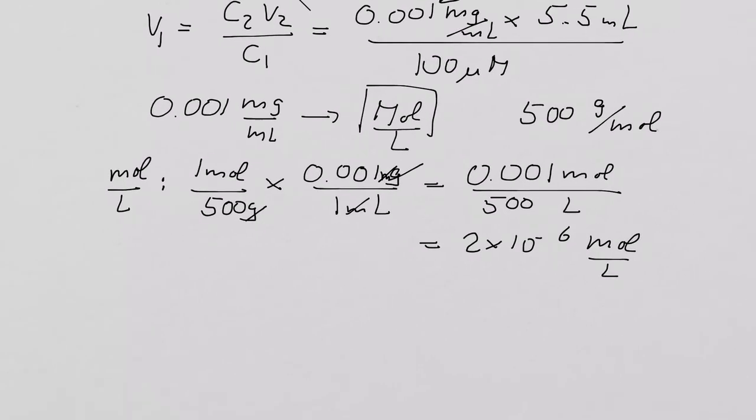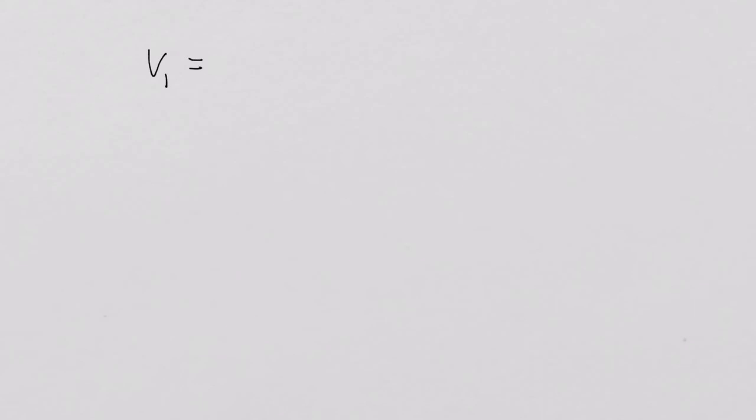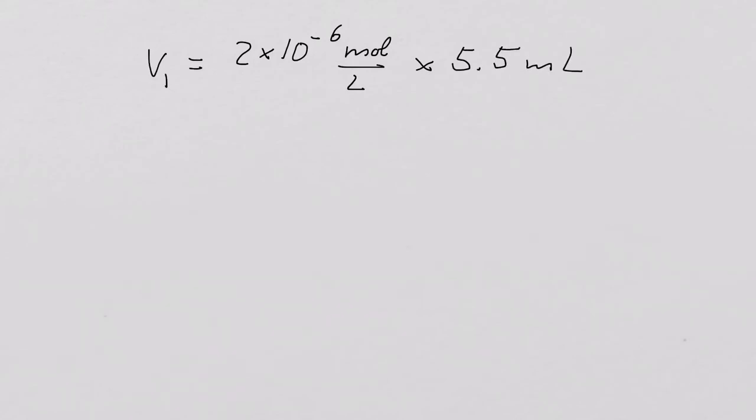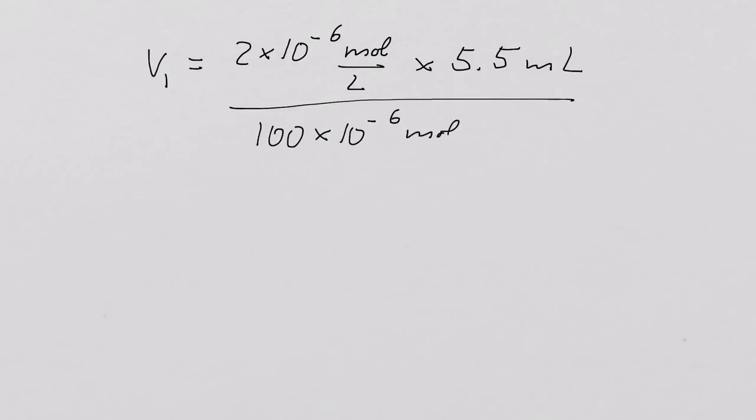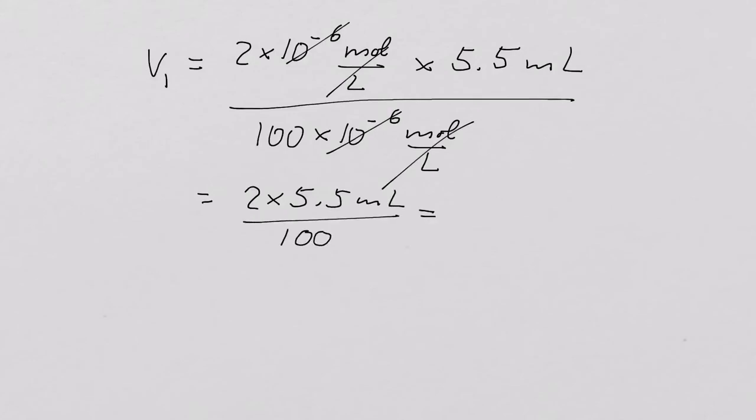And what we can do now is we can write V1 equals 2 times 10 to the minus 6 mole per liter times 5.5 milliliter divided by 100 times 10 to the minus 6 mole per liter. And what we see is that the moles per liter cancel out, the 10 to the minus 6 cancel out, and our volume is 2 times 5.5 milliliter divided by 100, and that's 11 divided by 100, that is 0.11 milliliter.